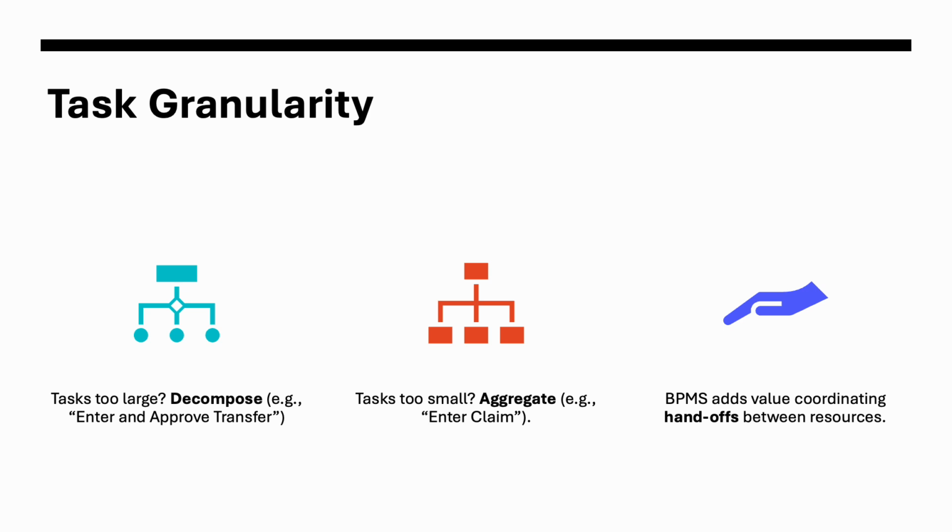But if a task is too small, like entering a customer's name and phone number separately, it's better to just group them into one step or aggregate them, like enter customer information. This way, the BPMS isn't micromanaging every small action. So finding the right balance makes sure each task fits how people work and how the BPMS coordinates work between those tasks.